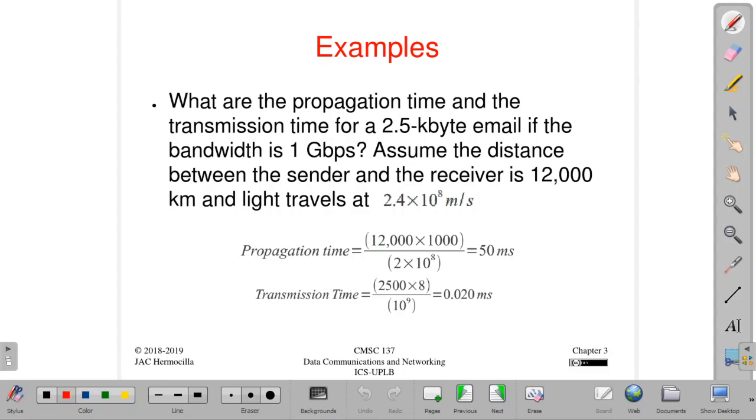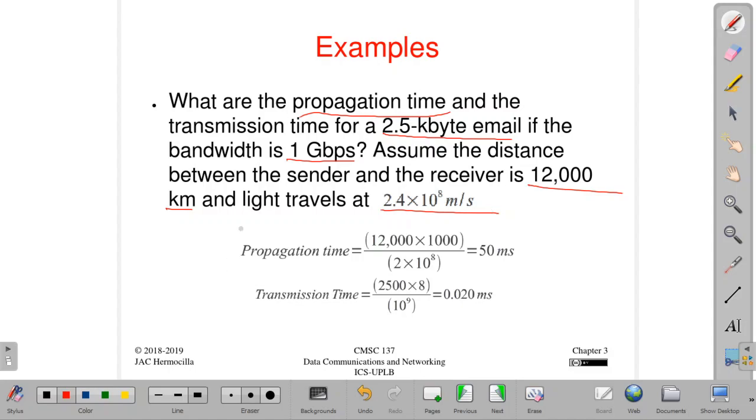Example: what are the propagation time and the transmission time for a 2.5 kilobyte email if the bandwidth is 1 Gbps? Assume the distance between the sender and the receiver is 12,000 kilometers and light travels at 2.4 times 10 to the 8 meters per second.